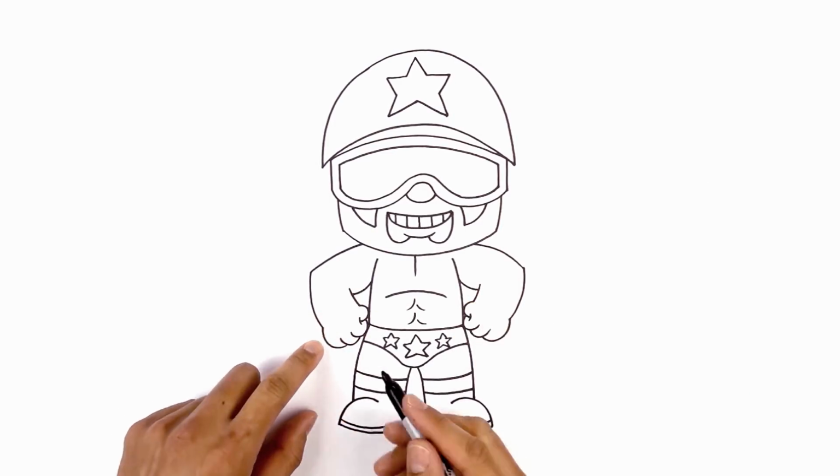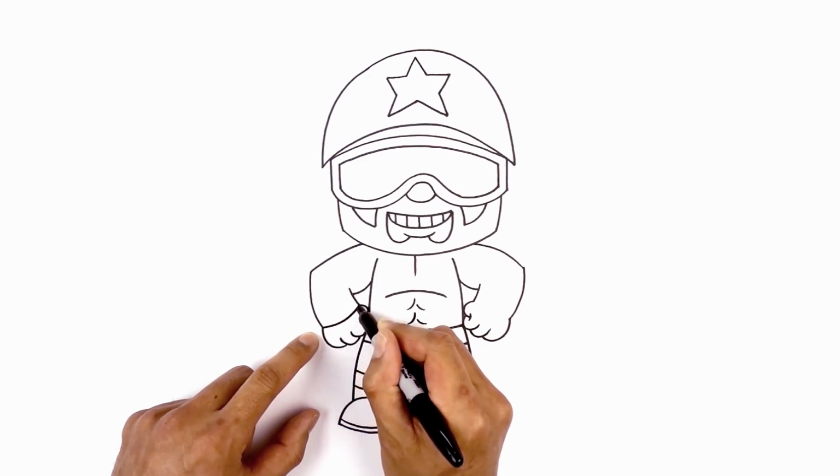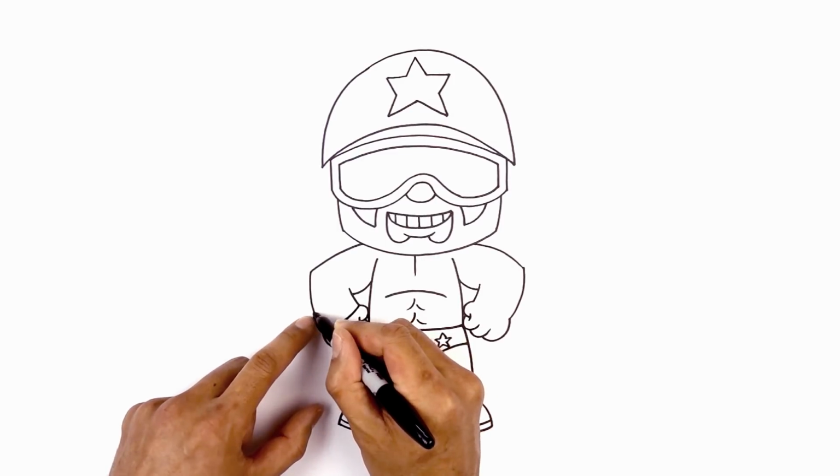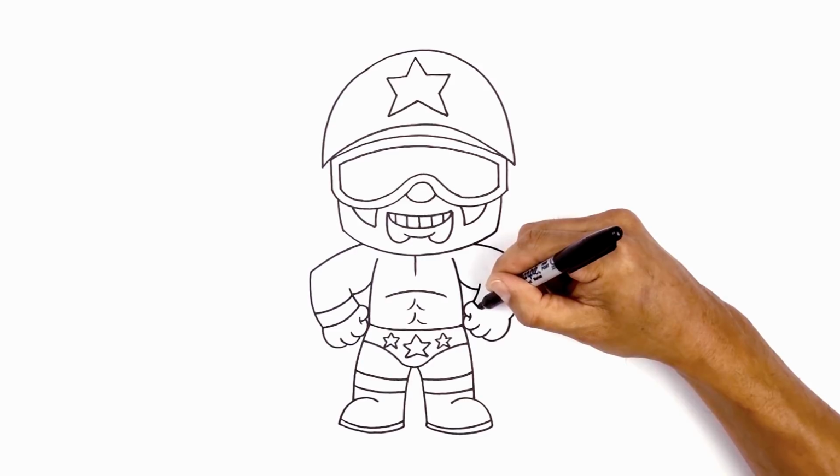Let's add a couple wristbands. So we're going to connect these 2 points on the wrist with a curve coming down and back up. We're going to repeat that just up above. Let's do the same thing on the right.